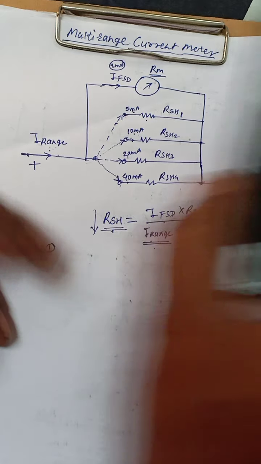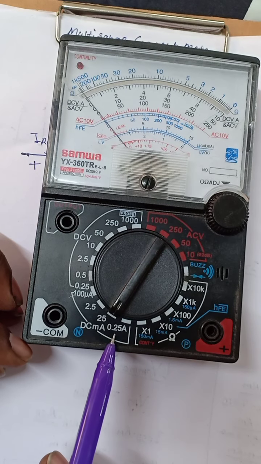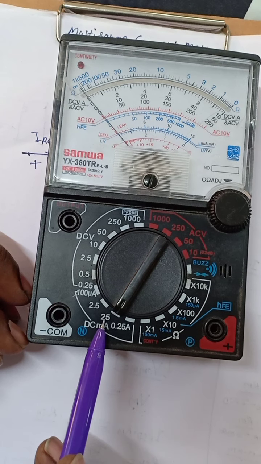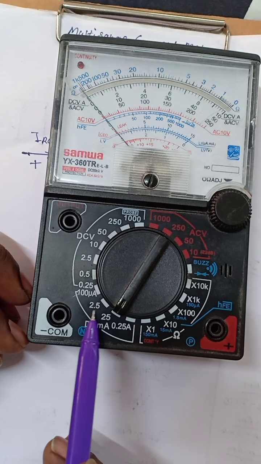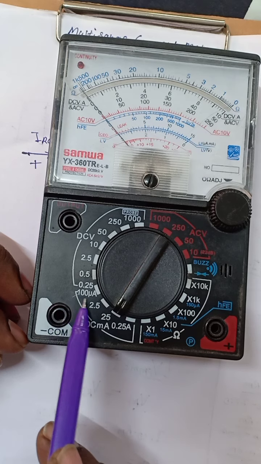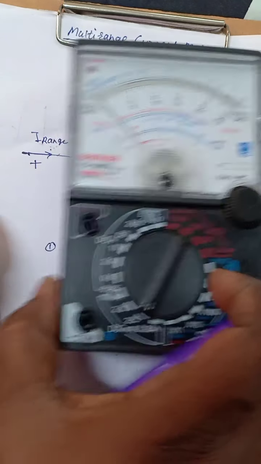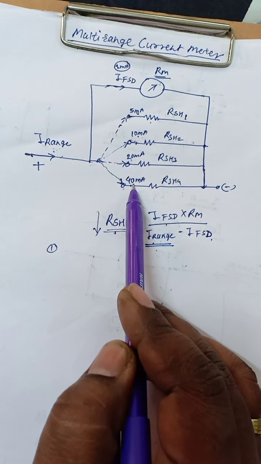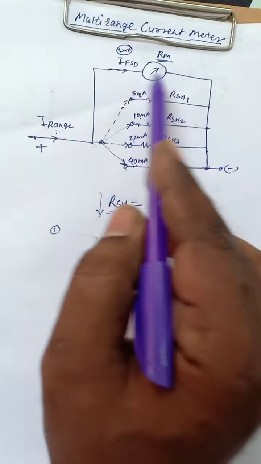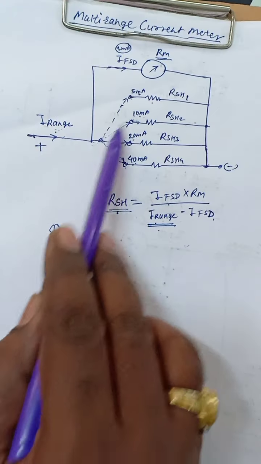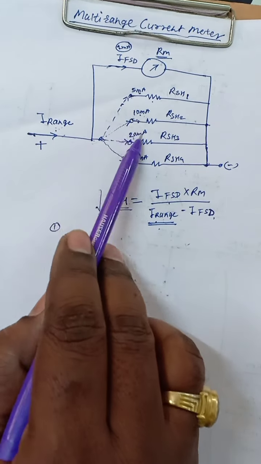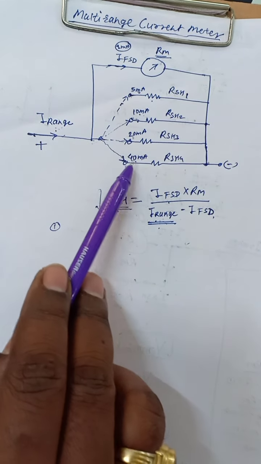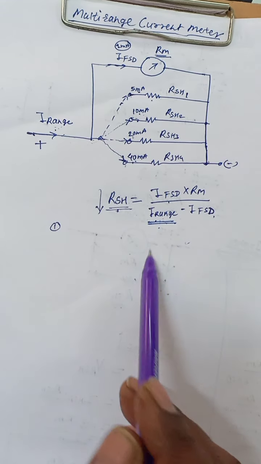By using this range, you can measure 0 to 25 ampere. You can measure 25 milliampere by using this range, 2.5 milliampere by using this range, 100 microampere. Then there are the ranges 5 milliampere, 10, 20, and 40 milliampere. So this is the multi-range current meter. You can select multiple ranges: 5, 10, 20, 40 milliampere. These are the I ranges.